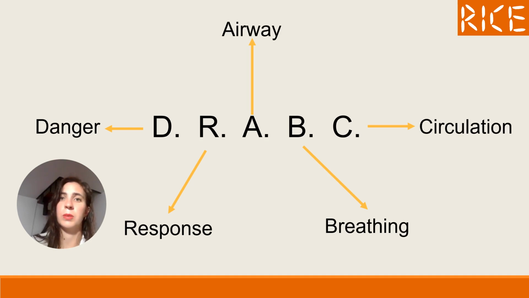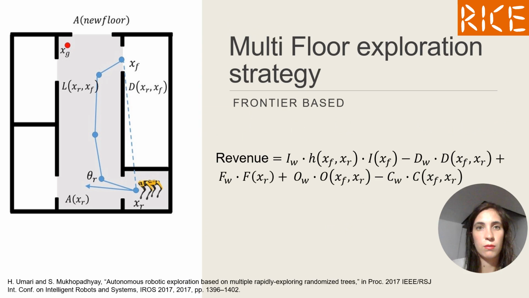We want to develop an autonomous robot that completes the first two steps of this protocol autonomously. It should explore as much of the building as possible and, if people are detected, collect information about their health state and their response level, all before rescuers arrive. To do so, we implemented an exploration strategy.